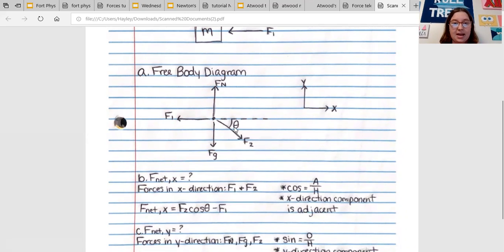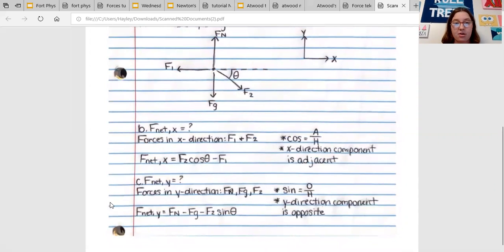But I had to take into account that force 2 has x and y components because it is being pushed at an angle, and I just needed the x component of this force. So I used cosine theta because cosine is adjacent over hypotenuse, and this adjacent side is what would be the x component of F2. So the net force equation in the x direction is going to be F2 cosine theta minus F1, because F1 is pointing in the negative direction, so it is going to be negative.